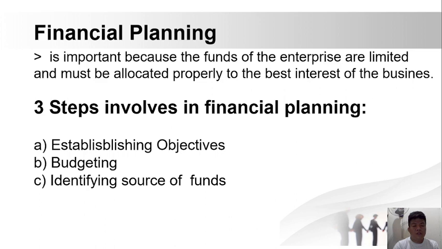Financial planning is important because the funds of the enterprise are limited and must be allocated properly to the best interest of the business. Three steps are involved in financial planning. First is establishing objectives. These should be clear and specific to determine their cost or budget. Second is budgeting. A budget is an estimated or projected program of expenses and incomes over a specified period.